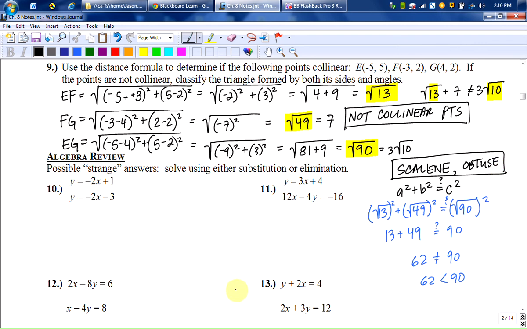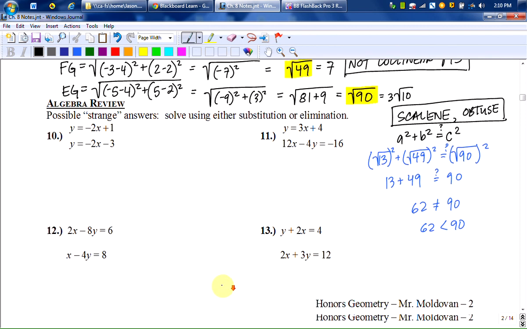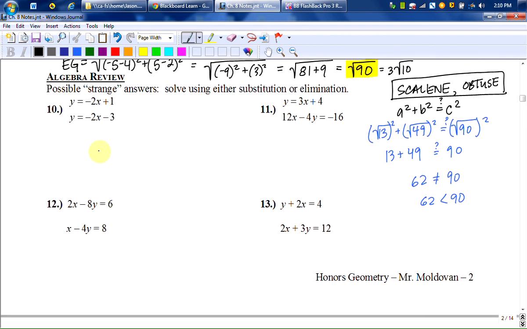All right, moving on to some algebra review. And I might leave some of these for you to try. Again, all the answers will be under where the notes keys are. Some of these are going to be strange. And it also says we can use any algebraic technique we want, substitution or elimination.